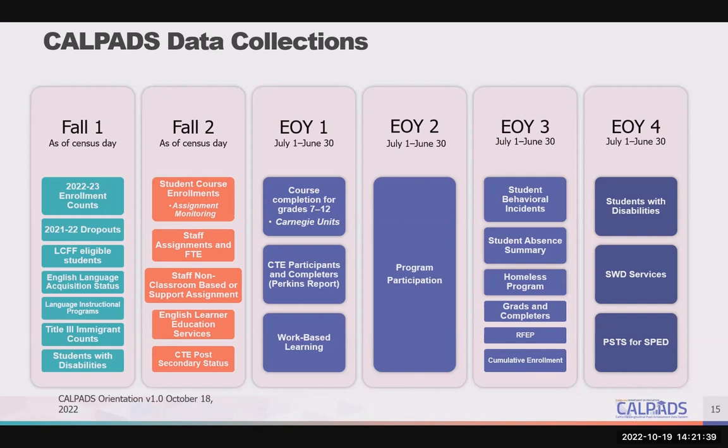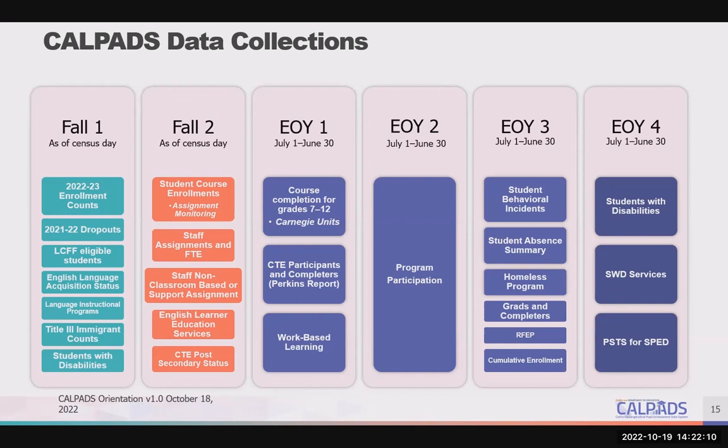The next 2 types of data collected in Fall 1 are the English language acquisition status counts and the language instruction program counts. And then we have Title III eligible immigrant student counts that reflect students born outside the US with less than 3 years of schooling in the United States. To round out the Fall 1 report collection, we have the students with disability reports, and that reflects the students with disability enrolled in active plans as of Census Day.